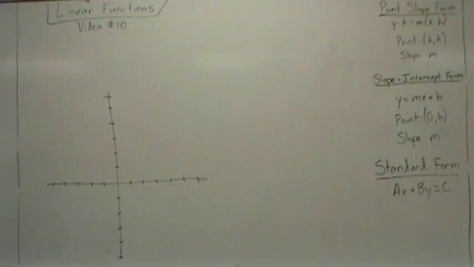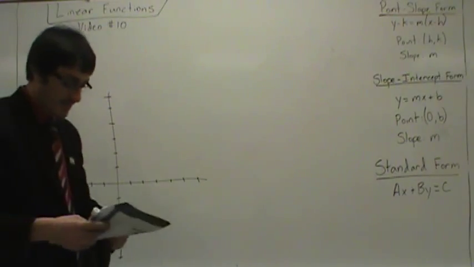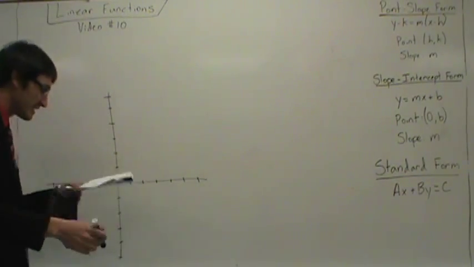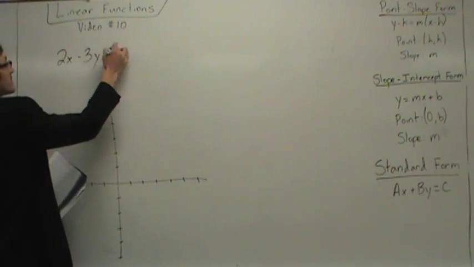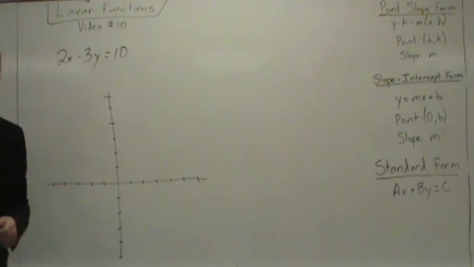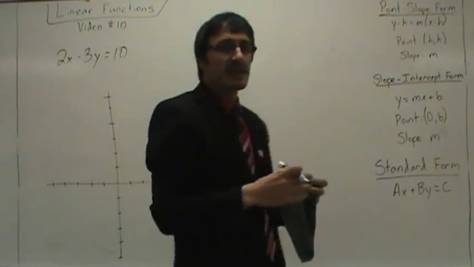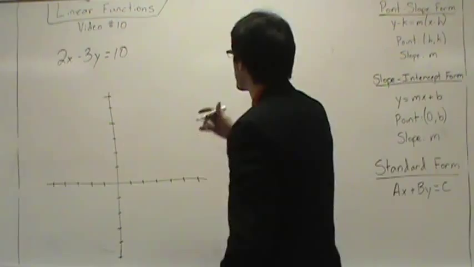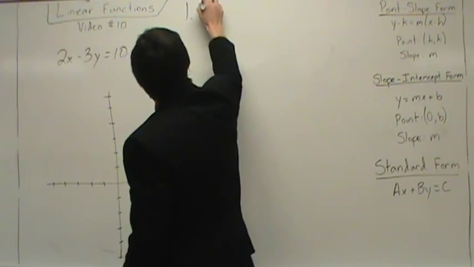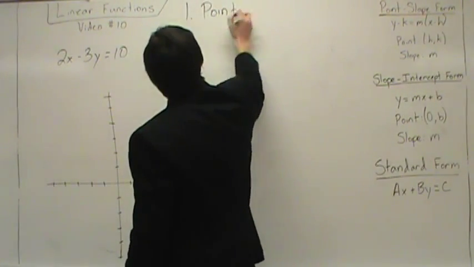Okay, so the problem, this is problem number 57 off of the first handout sheet. It says 2x minus 3y equals 10. Okay. Now reminding you, whenever you're dealing with linear functions, you must find two pieces of information. Hopefully by now you really are good at this. We need what? Point and slope.